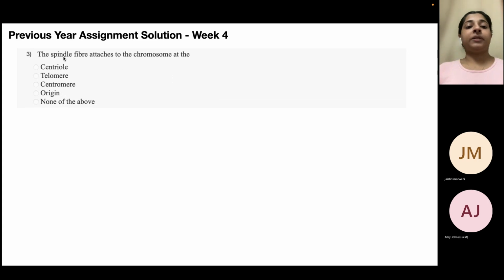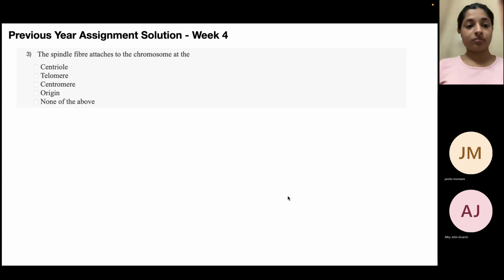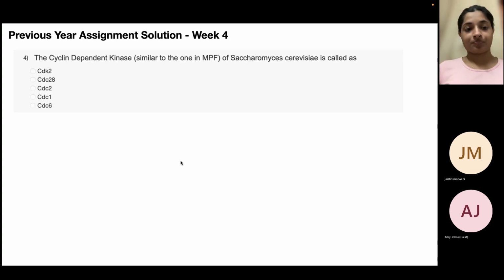The next question was, the spindle fiber attaches to the chromosomes at which region? This again, we have seen that there are different regions wherein telomeres are towards the end, the arms of the chromosomes, and the centromeric region is where these proteins accumulate to form the kinetochore, and kinetochore is actually where the microtubules attach. So the answer to this question would be centromere, because centriole is actually centrosomes, telomere is the end, and origin is where DNA replication happens, and centromere is the region where kinetochore assembles.